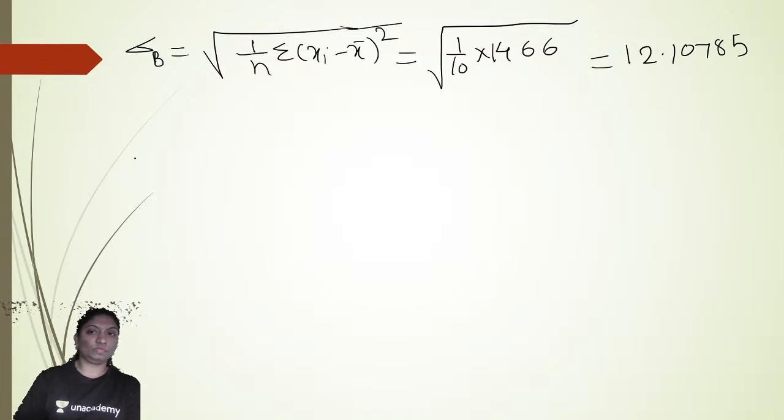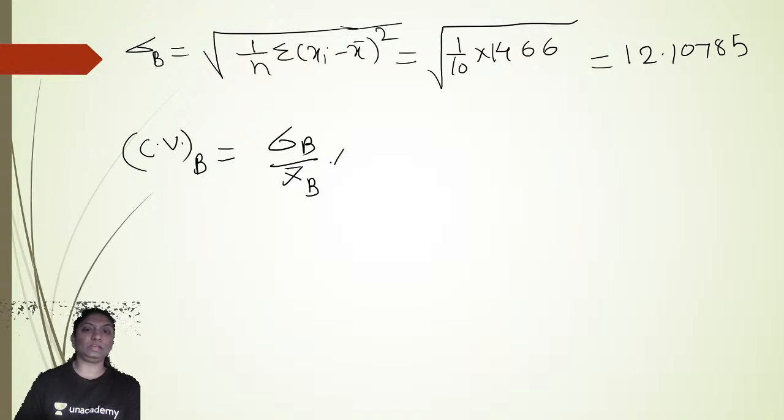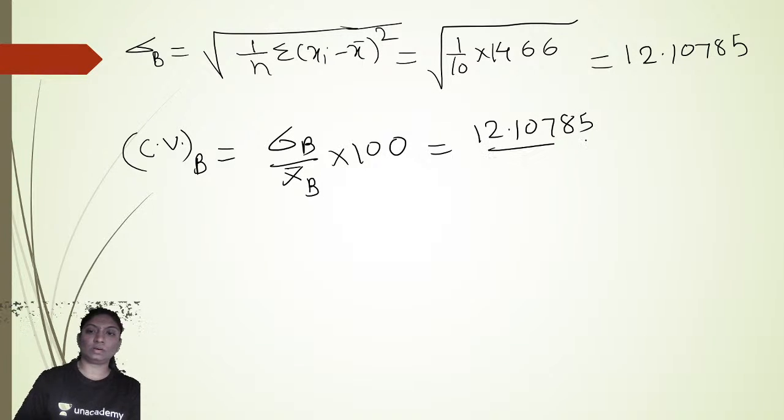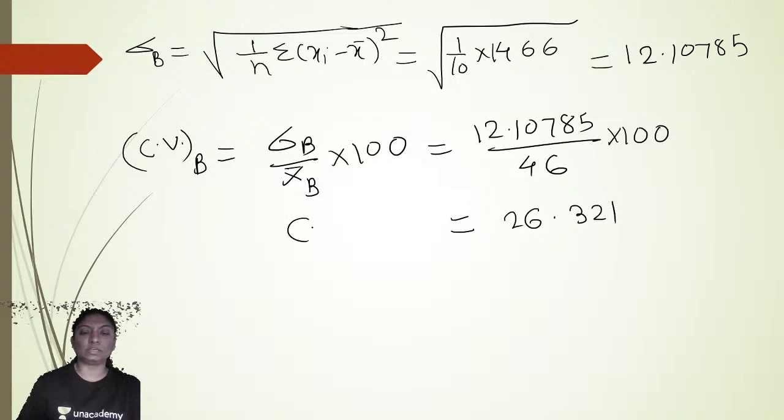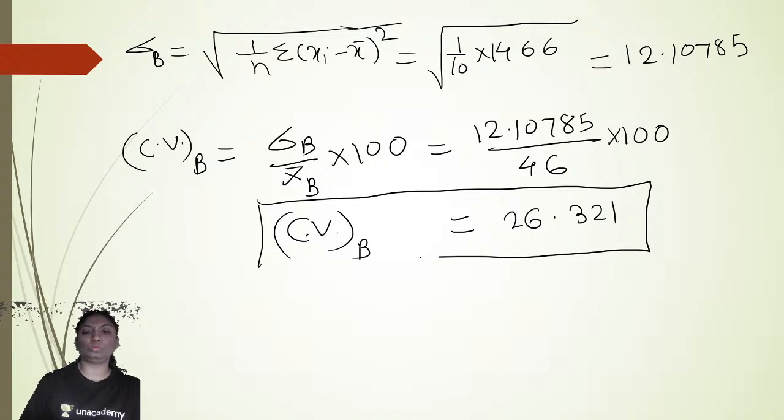Coefficient of variation for batsman B, sigma B by x bar B into 100. Okay. Is equal to sigma B क्या आ गया? 12.10785 upon x bar B, आ गया था हमारा 46 है ना, into 100 बन गया हमारा 26.321. Now you can see coefficient of variation for batsman B is 26.321.